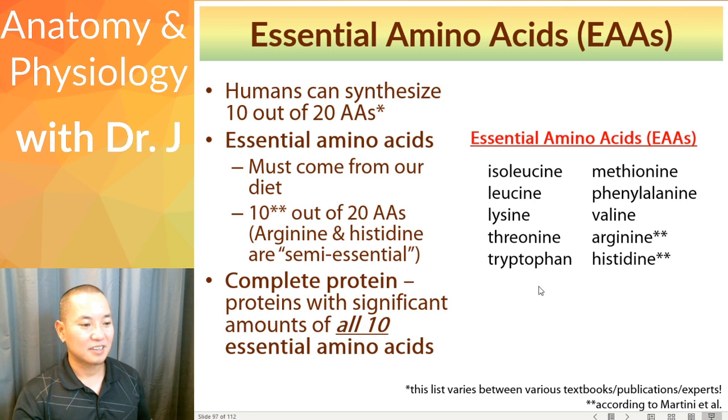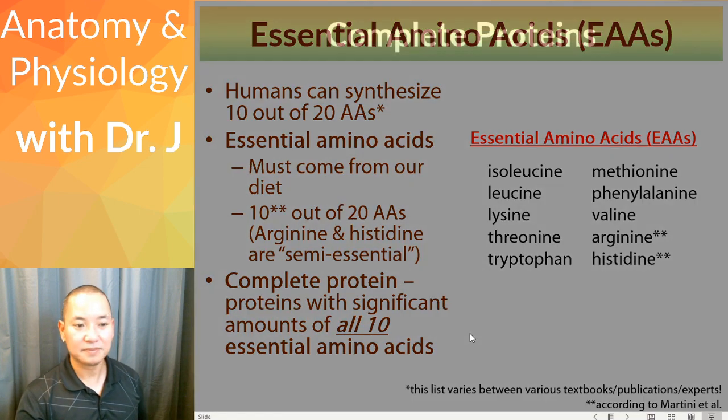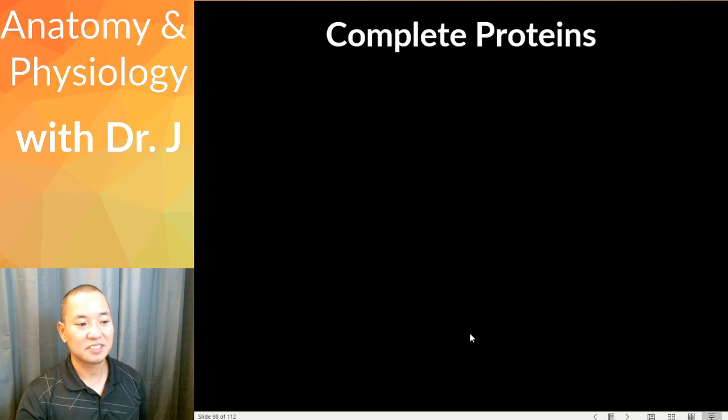Now, another related term to essential amino acids: amino acids build up to form proteins. So a complete protein is a protein with significant amounts of all 10 essential amino acids, or just all essential amino acids. These are the ones that can supply you with enough essential amino acids so you can produce all the proteins in your body. Now, what are examples of complete proteins?